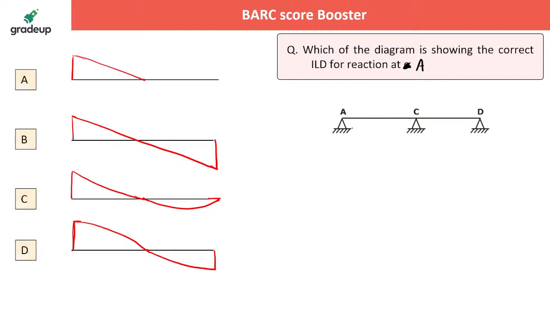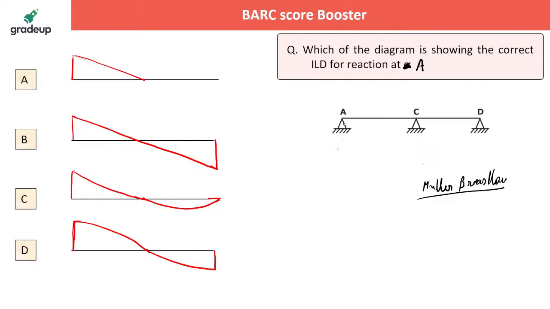To get the reaction at A, what do we have to do? Remove that stress function. That reaction is a stress function, isn't it? Whenever you have to draw the ILD, you release that particular stress function. That is the Mueller-Breslau principle. As per the Mueller-Breslau principle, you release that stress function and provide a unit deformation, and the deflected shape of the beam will give you the ILD.